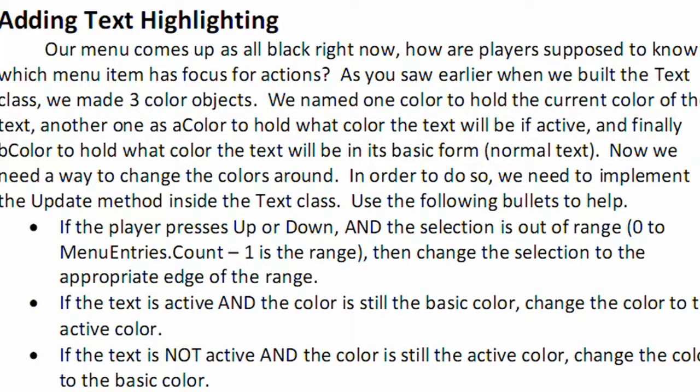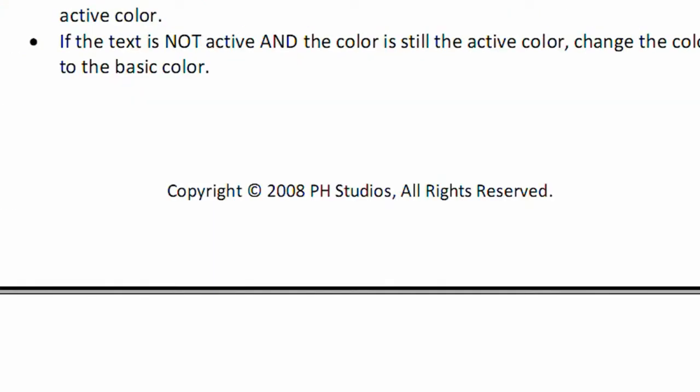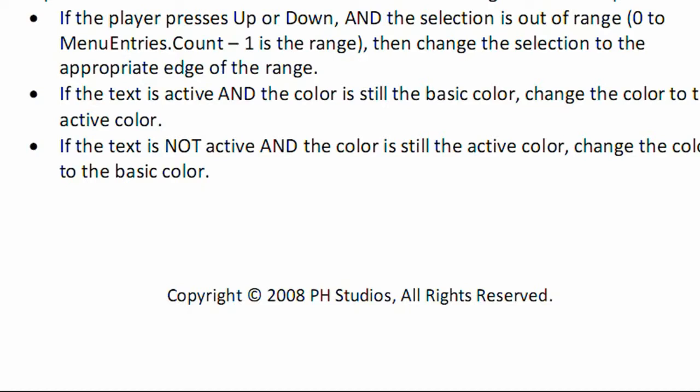So in order to do so, we need to implement the update method inside the text class, and use the following bullets to help you do that. If the player presses up or down and this selection is out of range, 0 to menu entries.count -1 is the range, then change the selection to the appropriate edge of the range. Which means if we are on the selection of exit and we press down, we want it to move up to play game. We do not want it to move out of range.